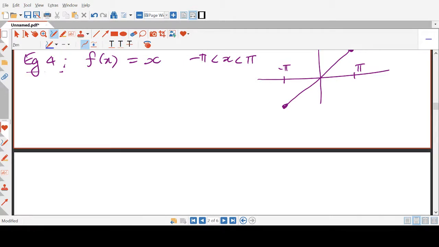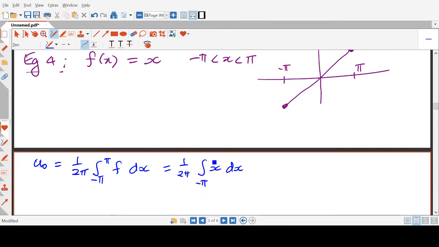So, A naught. Those who were absent yesterday may also have missed some of these thoughts here. A naught, the formula is 1 over 2 pi integral from minus pi to plus pi of f dx. In this example, it's only one piece, so it's x dx from minus pi to plus pi. If you were following yesterday, you may be able to write down the answer immediately. If not, you can do the integration of x.